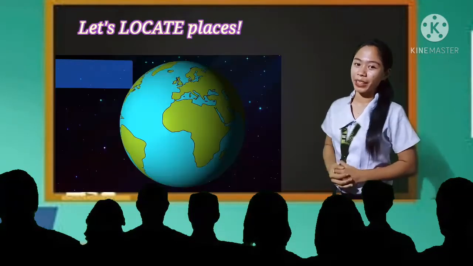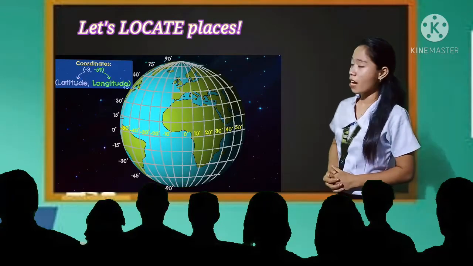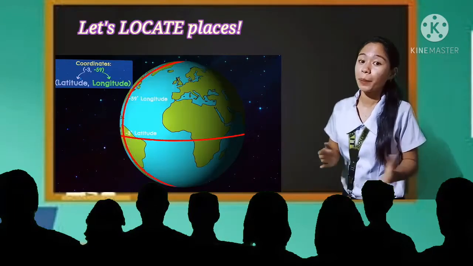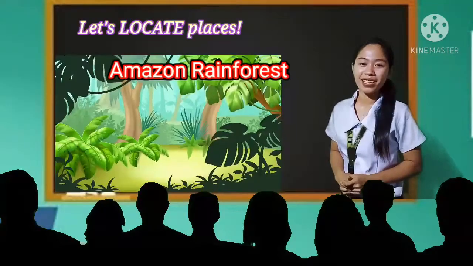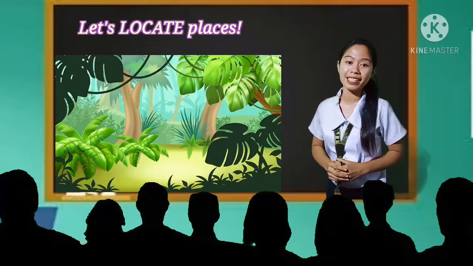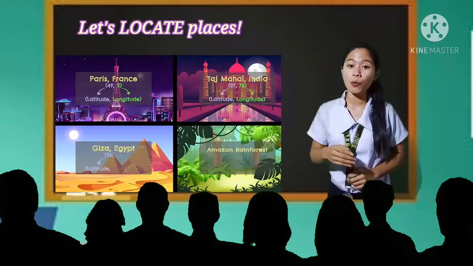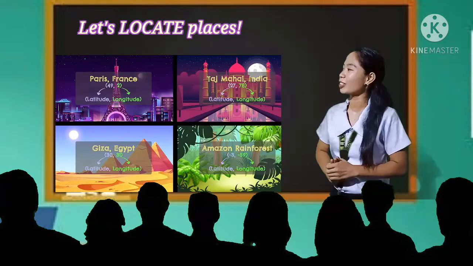Another example, class: the coordinates of a latitude of negative 3 and a longitude of negative 59. And these lines meet at, yes, you got it, the Amazon forest. As you can see, class, each place on Earth has its own unique set of coordinates, made up of a latitude and longitude. If you know the coordinates of a place, you can find it on a map using the geographic coordinate system.